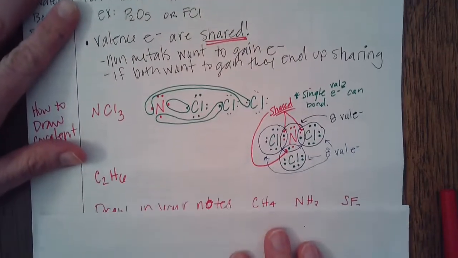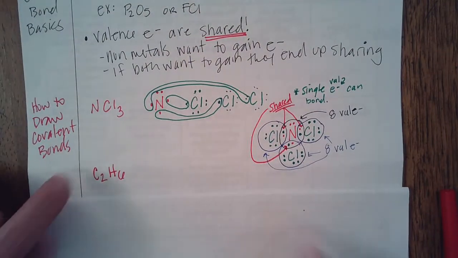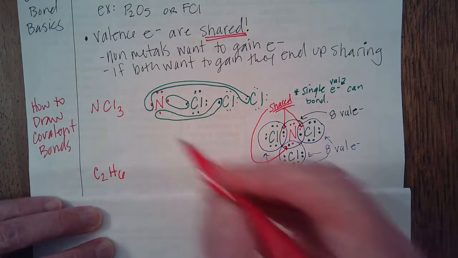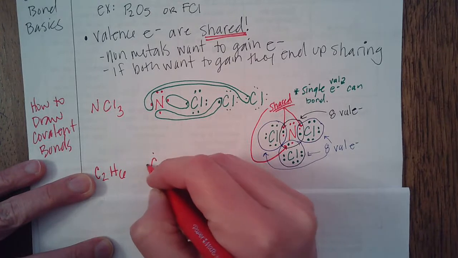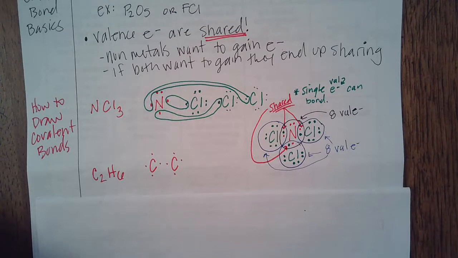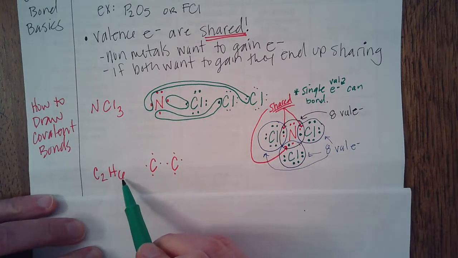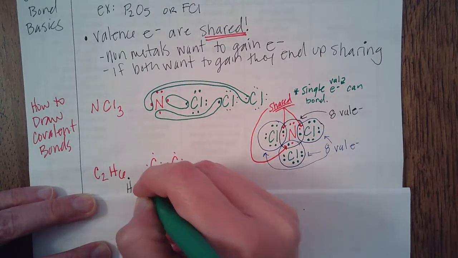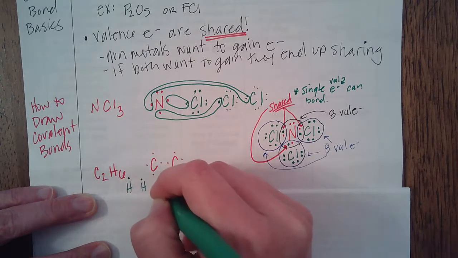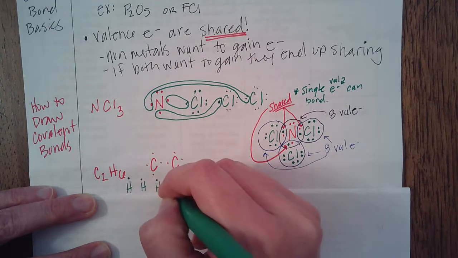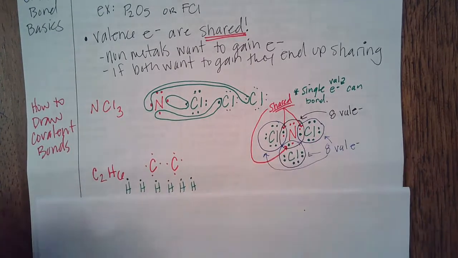So what I want you to do now, let's do this one. I didn't realize I had another one there. So let's do it with carbon. So we have 2 carbons. Let's put both of these like this. And then we have 6 hydrogens. So I think I'm just going to do these like this. And they each have 1 valence electron. Each hydrogen has 1 valence electron. 1, 2, 3, 4, 5, 6.